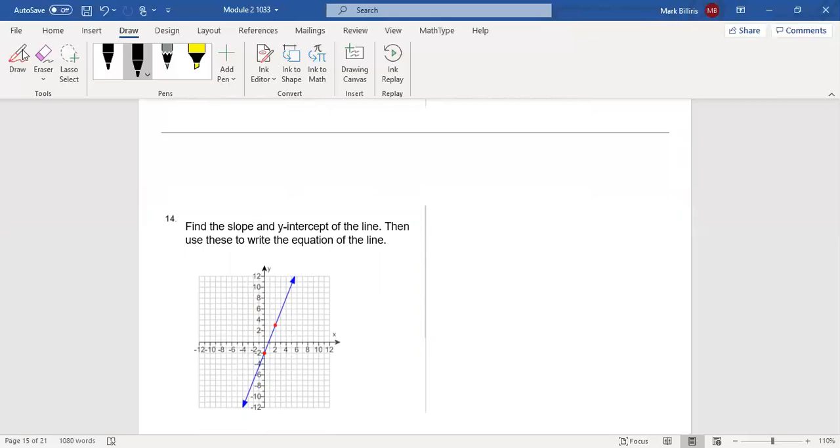Next example, find the slope and the y-intercept of the line, then use them to write the equation of a line. So again, let's start with our y-intercept. Our y-intercept is at 0, -2. To find our slope, we're going to count up from -2 to our next point. So from -2, we're going to rise 5 and run 2.